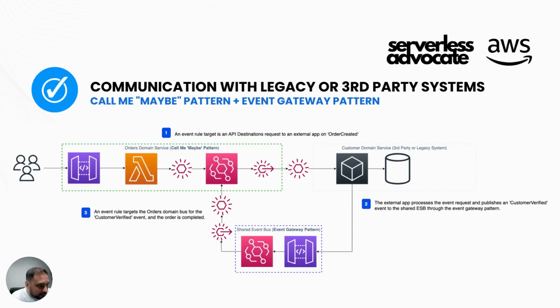So we've got an order domain service, and this is using the call me maybe pattern. So we might have an order created event. The target rule then uses API destinations to call this customer domain service. And then off the back of that, that customer domain service can do its own business logic and raise its own domain event by using the event gateway pattern and publishing that back to our central event bus and then other systems can consume this. So in this example, the order domain service actually consumes that itself.